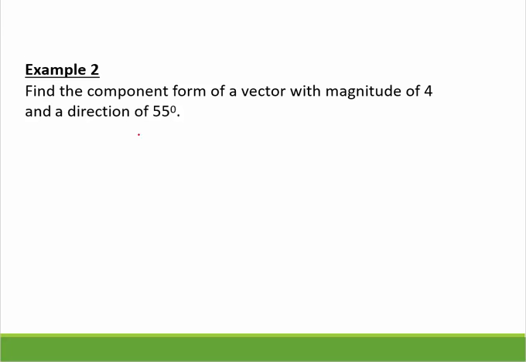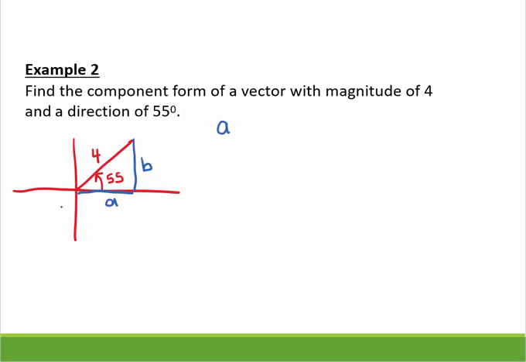Find the component form of a vector with a magnitude of 4 and a direction of 55 degrees. So looking at it like this, the magnitude is 4, and my direction here, theta, is 55. I need to find the a component and I need to find the b component. Well, what do we know about a?